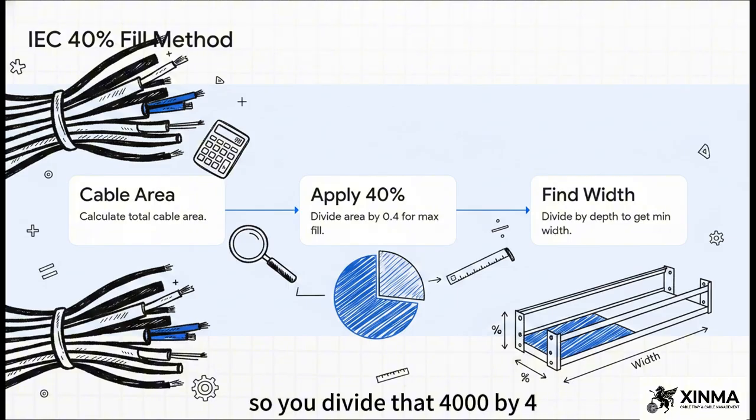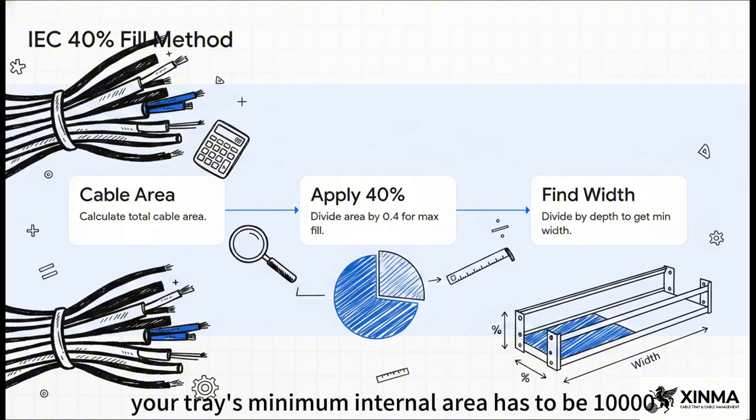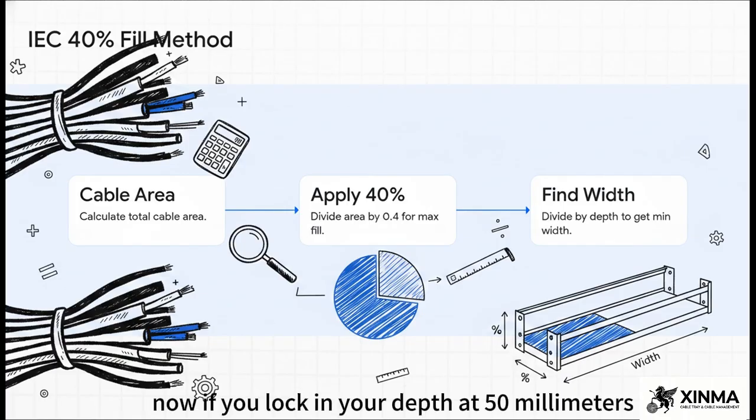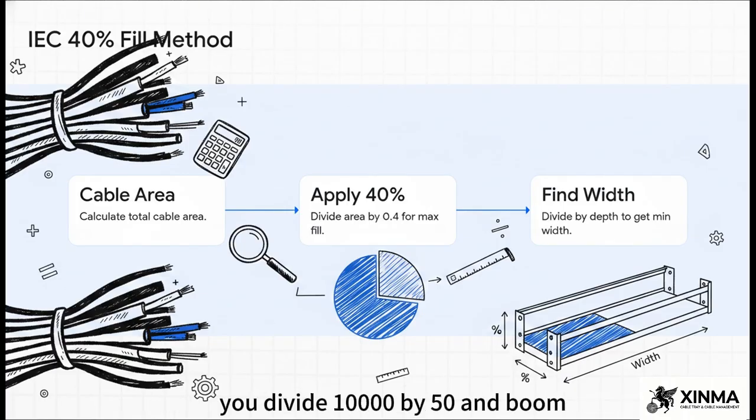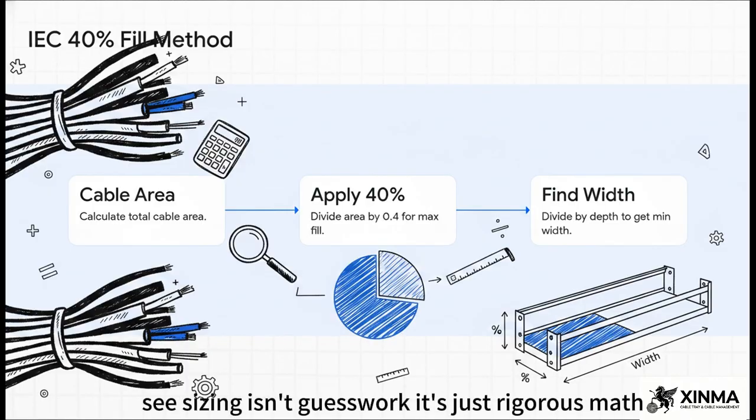So you divide that 4,000 by 0.4, which means your tray's minimum internal area has to be 10,000. Now, if you lock in your depth at 50 millimeters, you divide 10,000 by 50 and boom, your width must be at least 200 millimeters. See? Sizing isn't guesswork, it's just rigorous math.